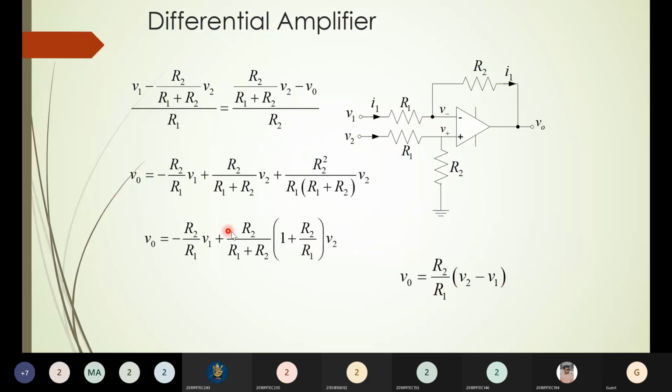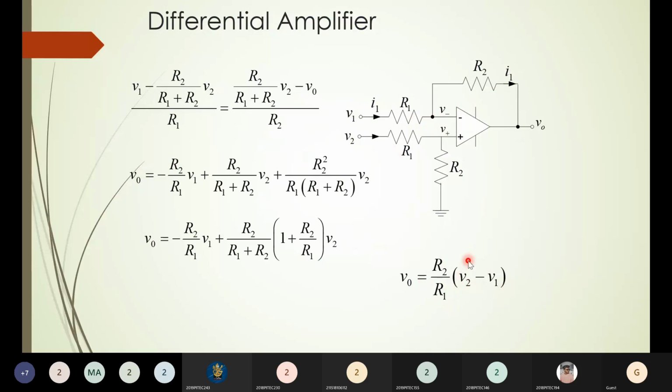This term and this term will get cancelled here, and what is left is R2 by R1 times V2 minus V1. So the output is R2 by R1 times the difference between the inputs. That is why we call this a differential amplifier. The difference between the inputs is amplified by a factor of R2 by R1.